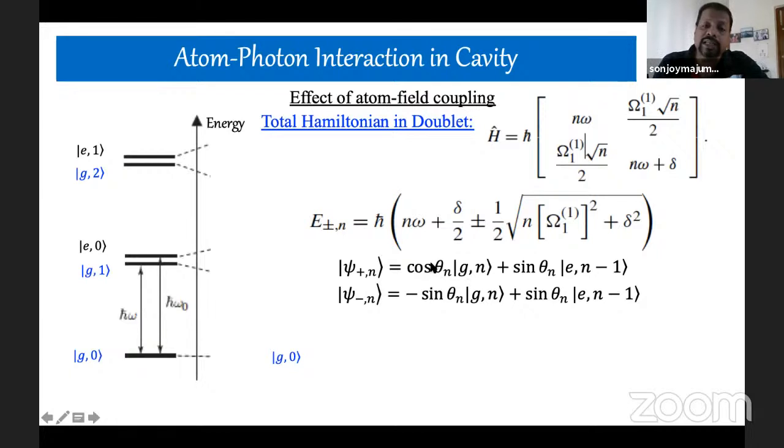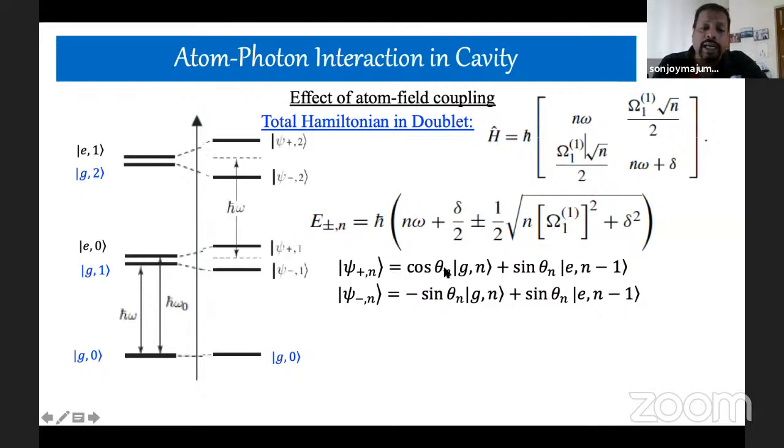And this cos θ_n actually will tell us how the state is composed. If you see in terms of the picture, for |E,0⟩ and |G,1⟩ we get two different, split states. The doublet is now split further. You can think of this as ψ+ and ψ−, and these are the new states. cos θ_n |G,1⟩ and sin θ_1 |E,0⟩, like that you can write it.